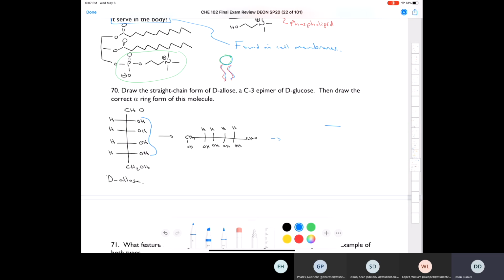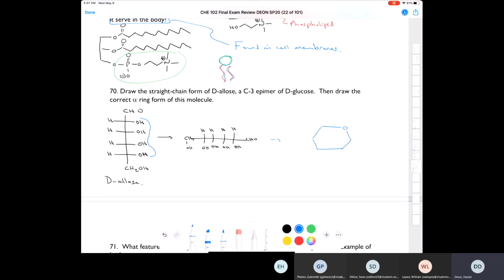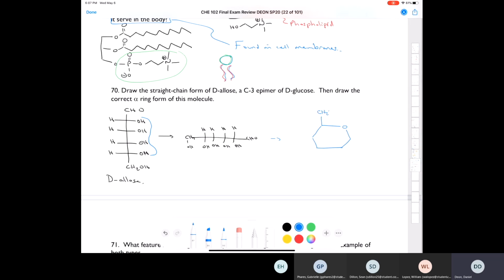So when I draw my 6-membered ring, we'll start by drawing it with the oxygen in the top right corner. This part, the CH2OH, never changes. It tells us in the molecule that they want us to draw the alpha, which designates the anomeric carbon hydroxyl as pointing down. And then the other hydroxyls on carbons 2, 3, and 4 are all going to be pointing down as well. And there you have it, folks. This is going to be the ring form of D-allose. So this is alpha D-allose.